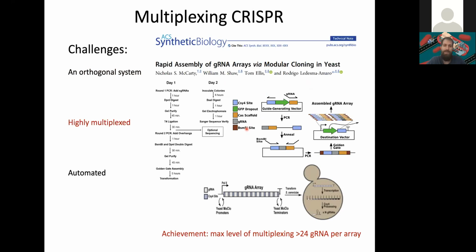So we came up with a project where we developed an assembly method based on Golden Gate as well, to be able to generate these guide RNA arrays, where we are able to produce more than 24 guide RNAs in one go. That means we can potentially target 24 different genes at the same time in one single transformation, which really speeds up how we can engineer strains in the future.